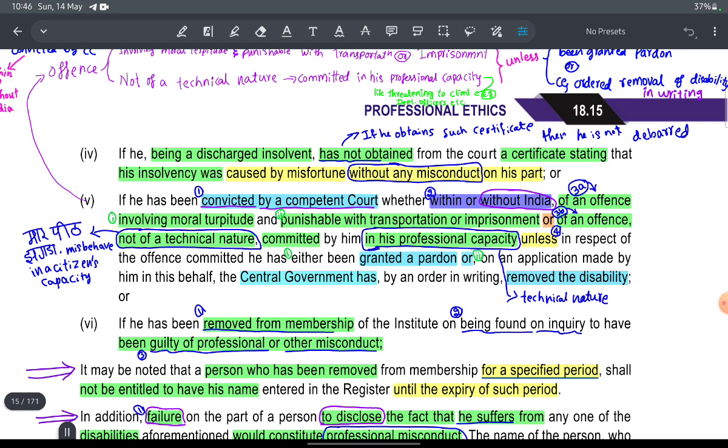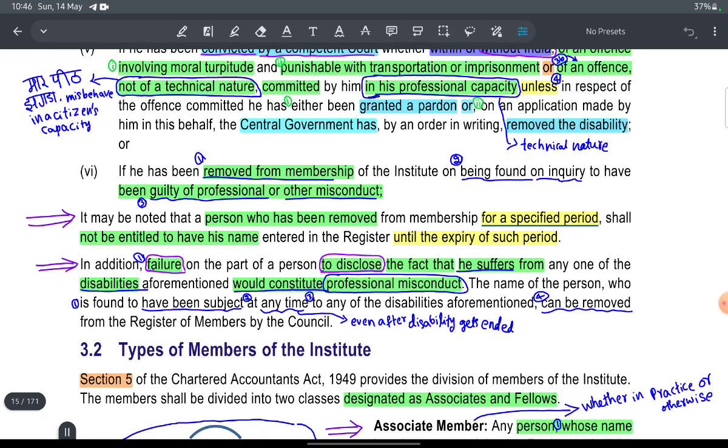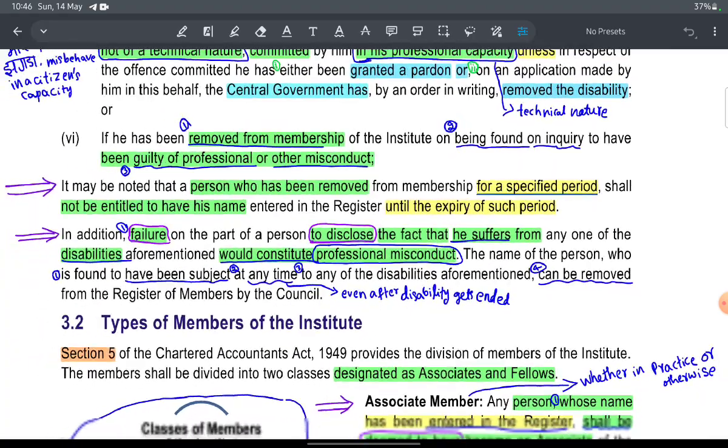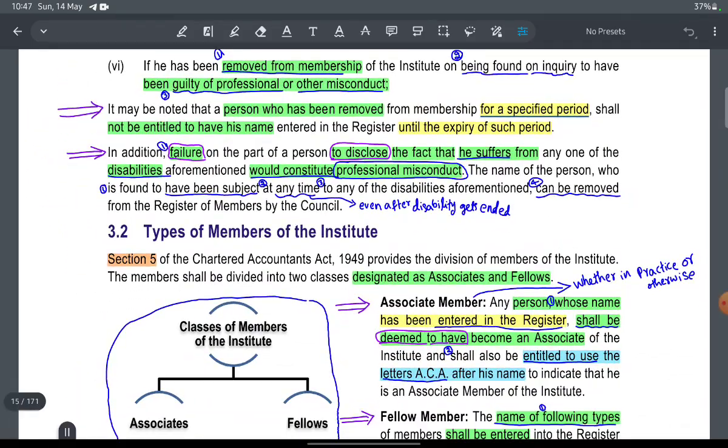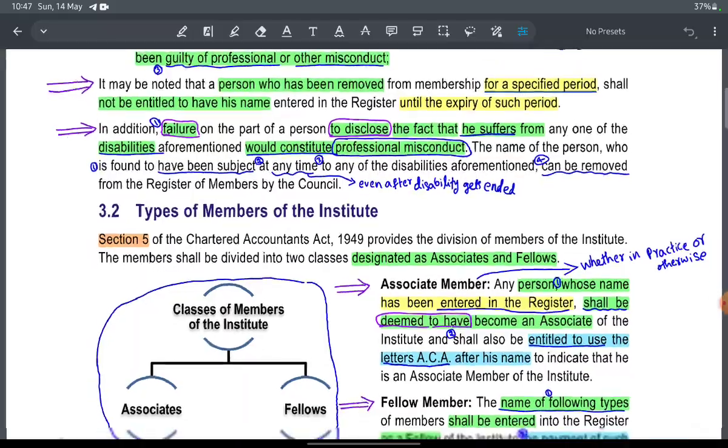He has been convicted by a competent court within or without India of an offence involving moral turpitude and punishable with transportation or imprisonment. Or such person is convicted of an offence not of a technical nature committed in his professional capacity, unless he has been granted a pardon or central government has removed the disability. If he has been removed from membership on being found guilty of professional or other misconduct. Other notes: a person who has been removed for a specified period shall not be entitled to have his name entered until the expiry of such period. Failure to disclose the fact that he suffers from a disability would also constitute professional misconduct and he can be removed from the register of members.